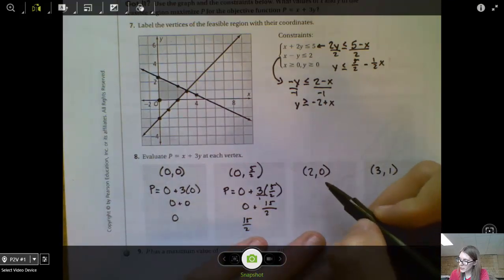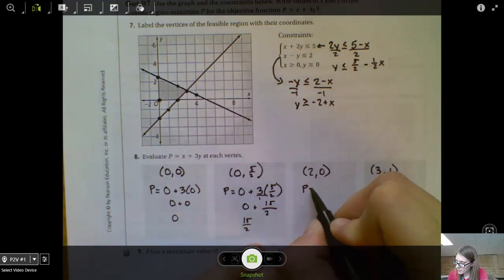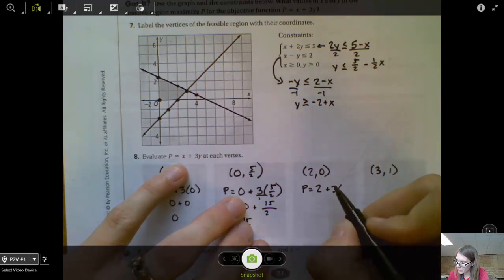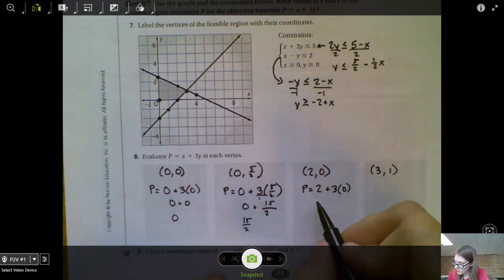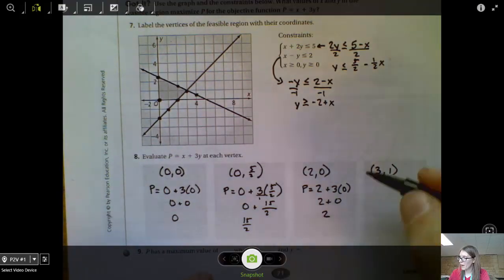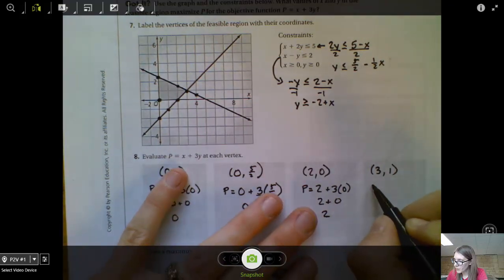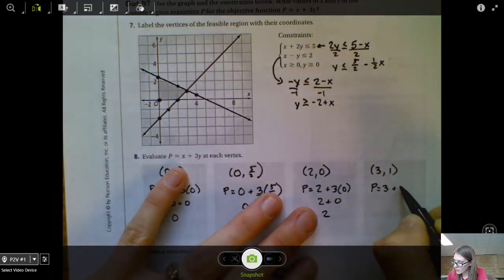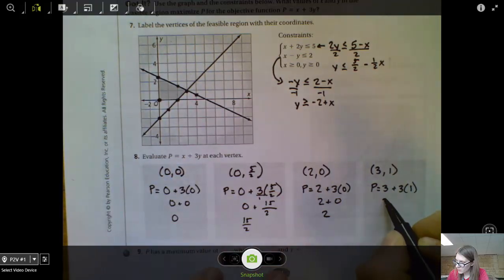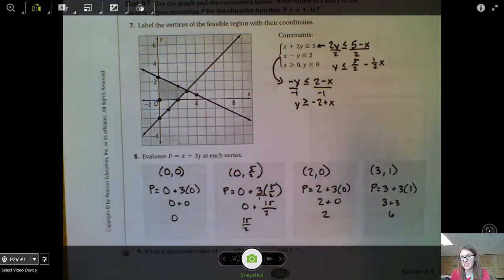And then 2, 0, x plus 3y. 2 plus 0, that's 2. And then 3, 1. P equals x plus 3y. 3 plus 3 is 6. All right, so looking at these, I see the 6, I see this 15 over 2.